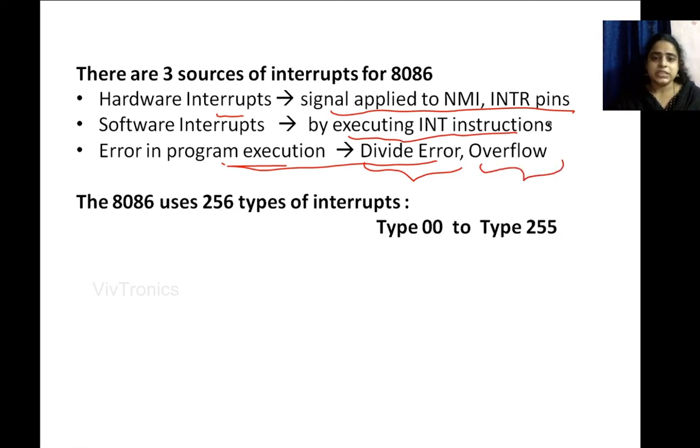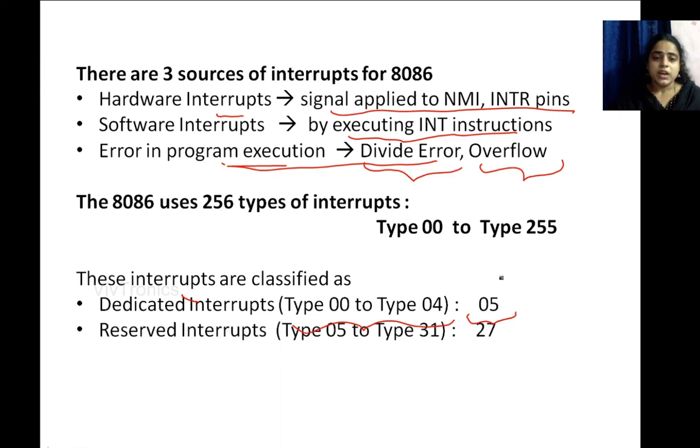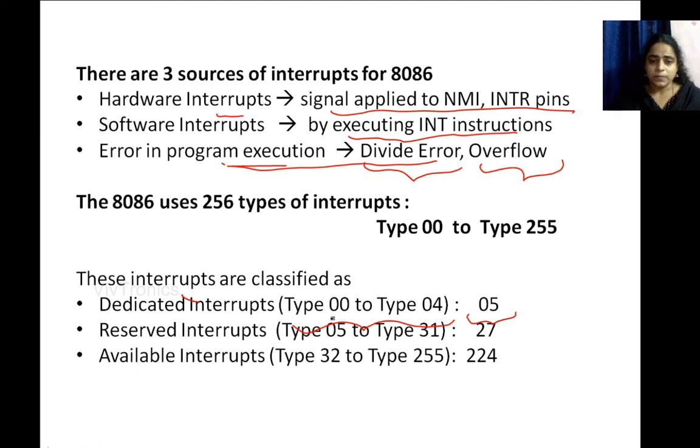The 8086 uses 256 types of interrupts in total. These are classified into dedicated interrupts, reserved interrupts and available interrupts. The dedicated interrupts are type 0 to type 4, a total of 5 interrupts, the reserved interrupts are type 5 to type 31, a total of 27 interrupts, and the available interrupts are from type 32 to type 255, a total of 224 interrupts.